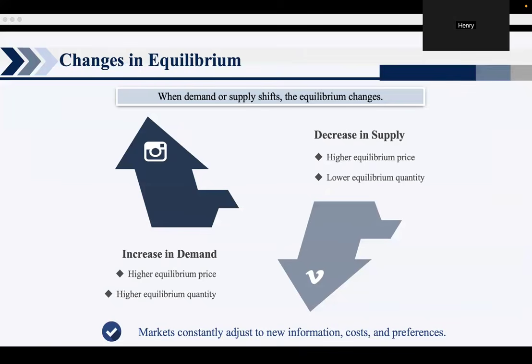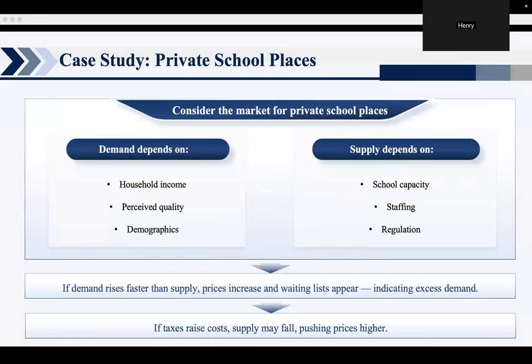However, equilibrium is not fixed. It changes when demand or supply shifts. An increase in demand will lead to a higher equilibrium price and higher quantity. A decrease in supply also leads to a higher equilibrium price but lower equilibrium quantity. So changes in demand and supply directly affect market outputs.